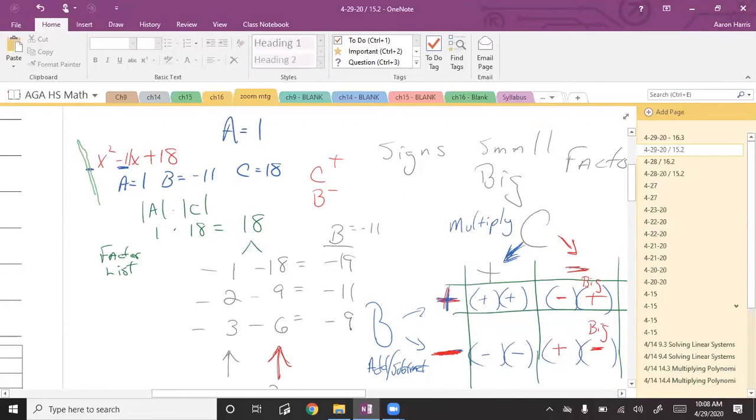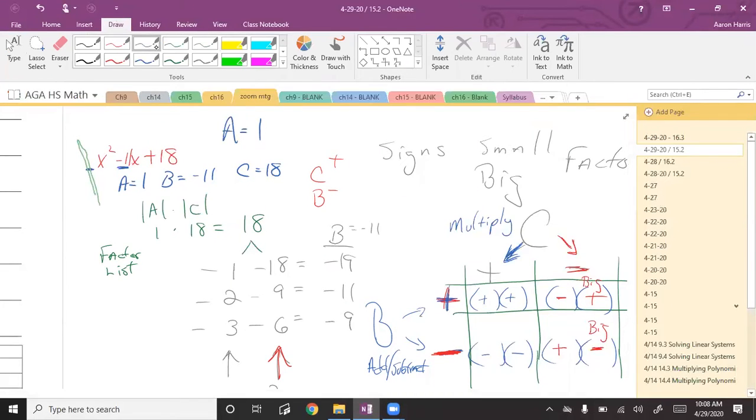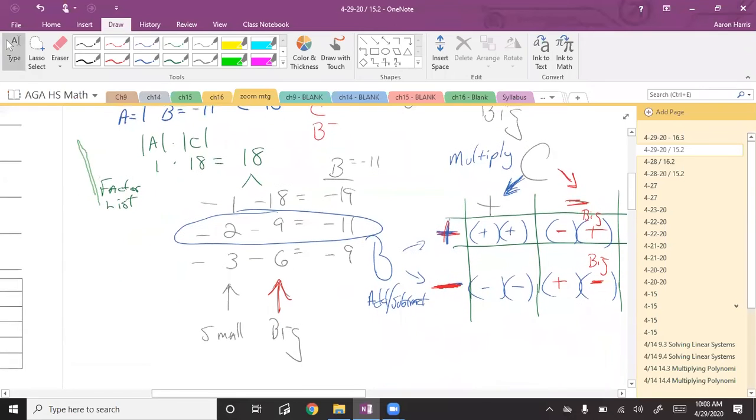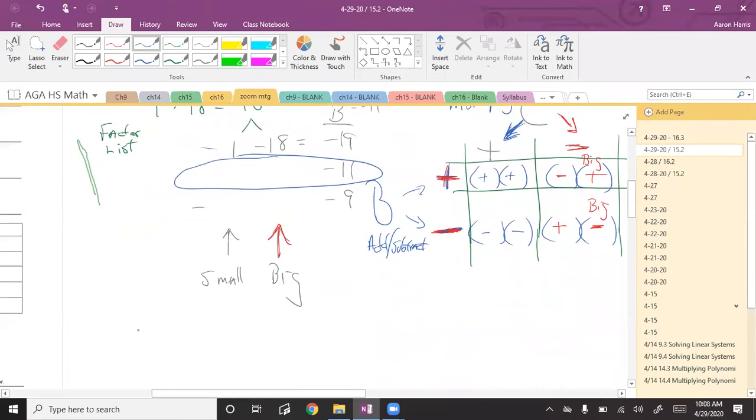Now, naturally, if you already know what it is, you can go right to it. I have no issues. You don't have to write all of this out. But if you already know what the factors will be that will add up to B and multiply to get to C, then just do it. Don't waste your time.